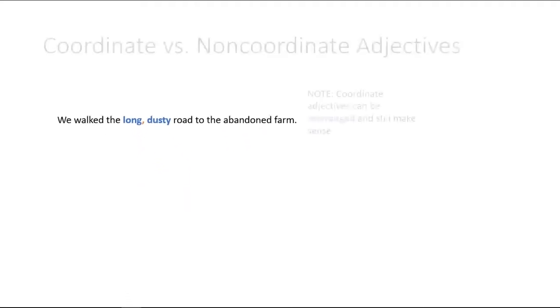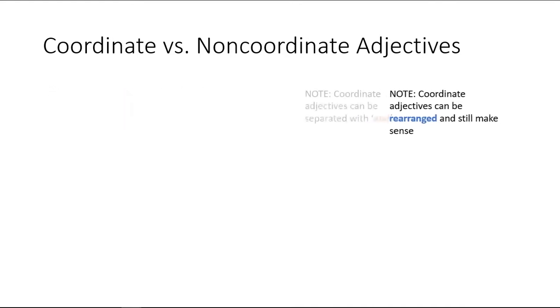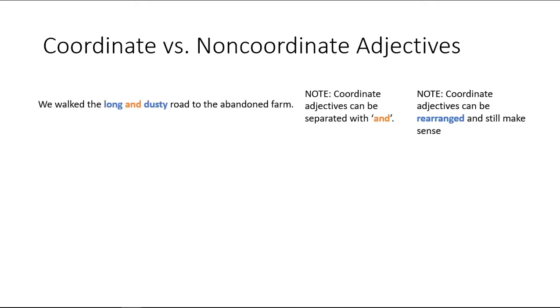So how do we specify this in reference to non-coordinate adjectives? What does that mean exactly? Well, there's a couple ways that we can understand this. One, we walked the long, dusty road to the abandoned farm. We can rearrange it. We could say we walked the dusty, long road to the abandoned farm. That's one way we recognize it's a coordinate adjective. Also, we can use the word and. So we walked the long and dusty road. That's another way to recognize.